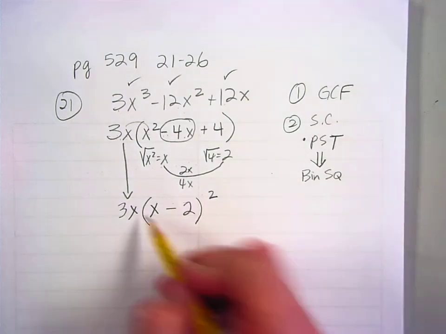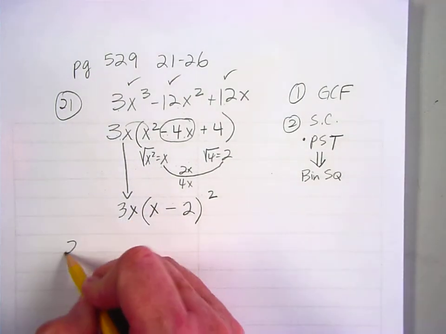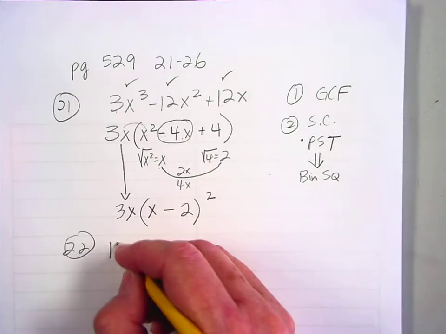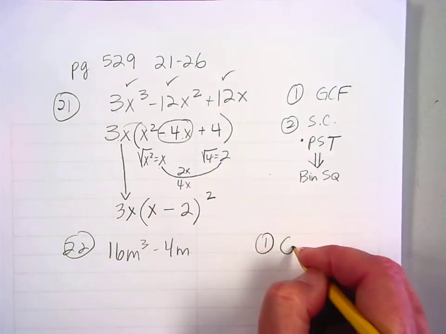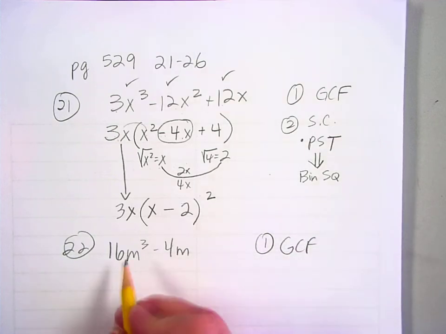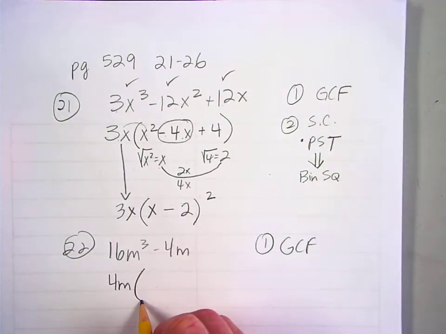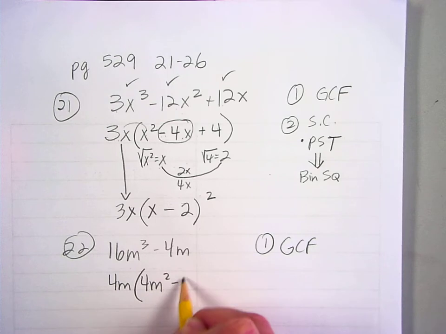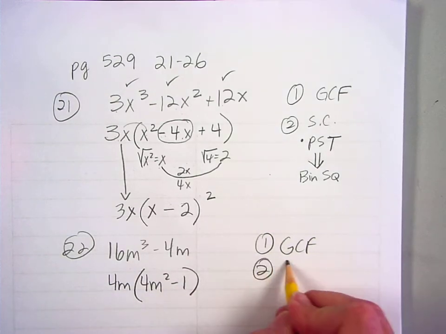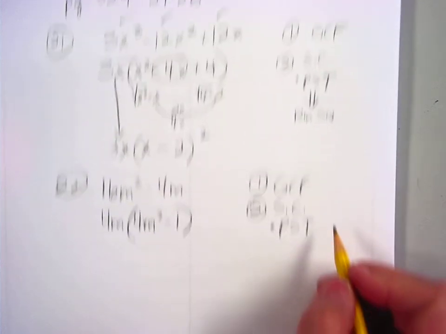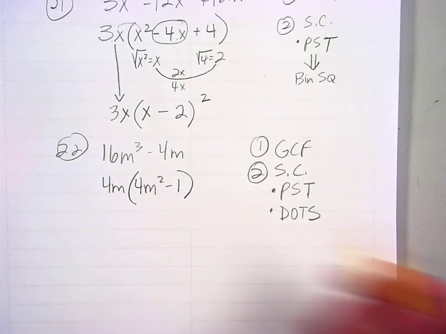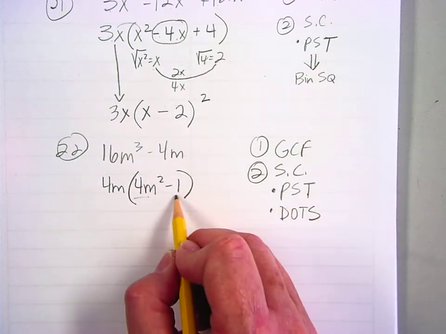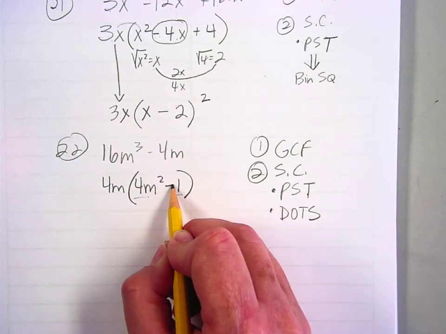Okay? That's completely factored. 22. 16m cubed minus 4m. Is there a GCF? Yes, there is. And it's 4m times 4m squared minus 1. Special cases. Is it a PST? No, it's not even a trinomial. Is it difference of two squares? I believe it is. This is square, and difference means subtract.